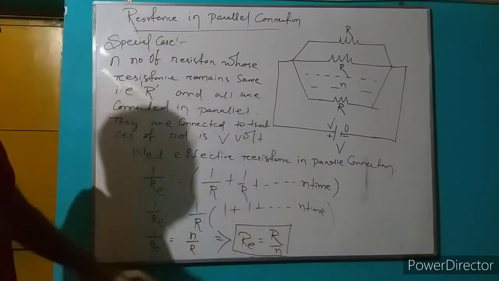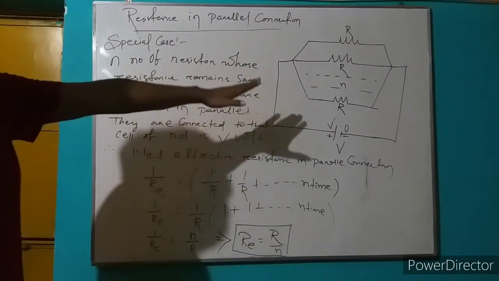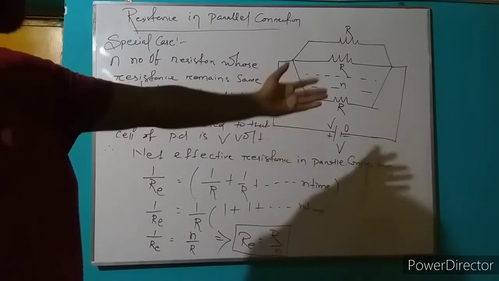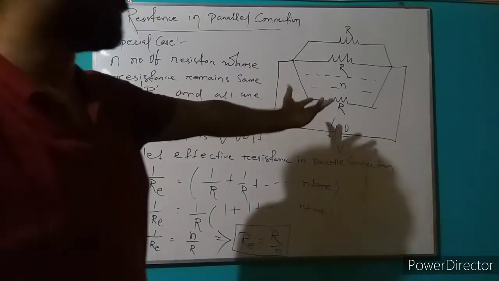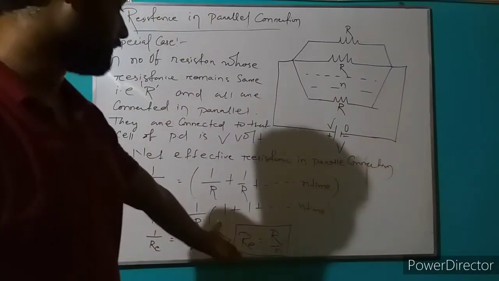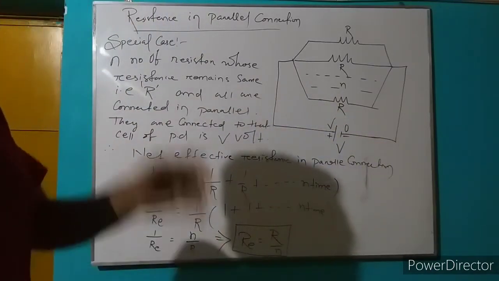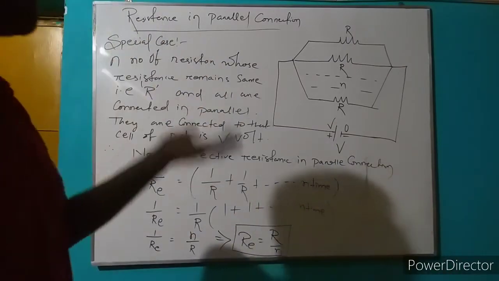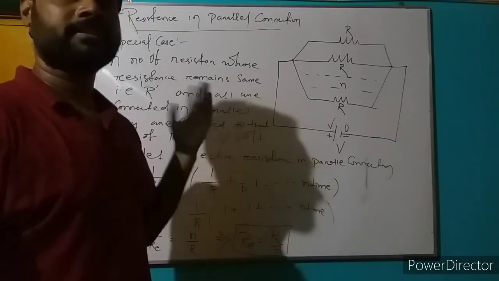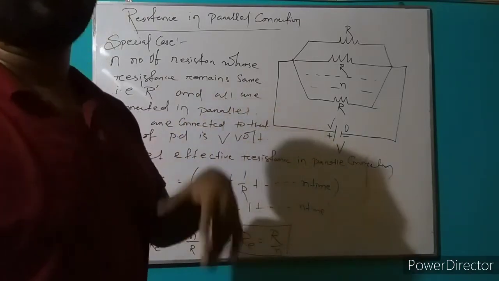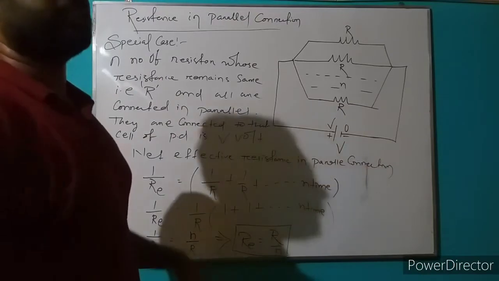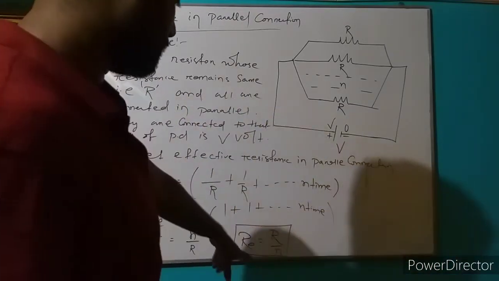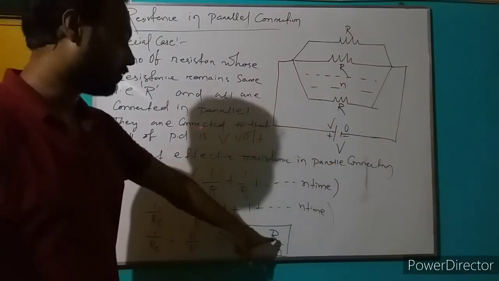So this is the net effective resistance where n number of resistors whose resistances remain the same are connected in parallel to a battery of potential difference V volts. Therefore, the net effective resistance is given by R by n. Already I have discussed that in series connection, n number of resistors with the same resistance connected to a cell of potential difference V volts give Re equals n into R. But in parallel connection, Re equals R by n.